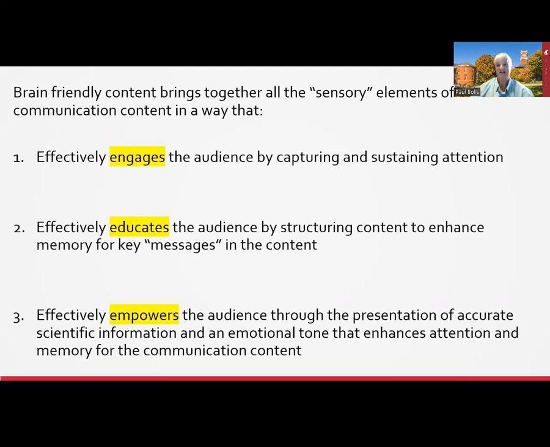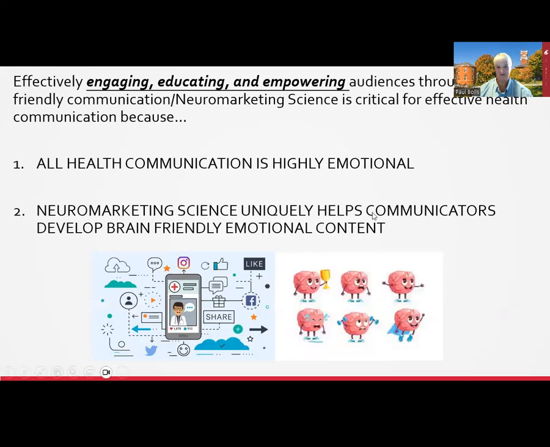Number one, effectively engages the audience by capturing and sustaining attention. Number two, effectively educates the audience by structuring content to enhance memory for key messages in the content. And number three, I love this one, effectively empowers the audience through the presentation of accurate scientific information and an emotional tone that enhances attention and memory for the communication content. That is really brain-friendly content, empowering the audience. And that is especially important for health communication efforts.